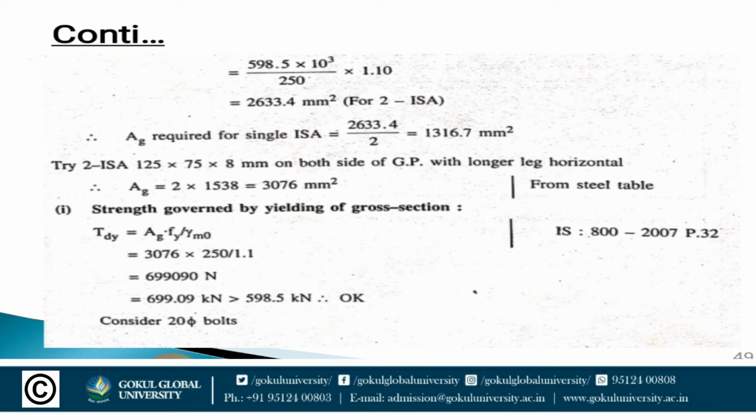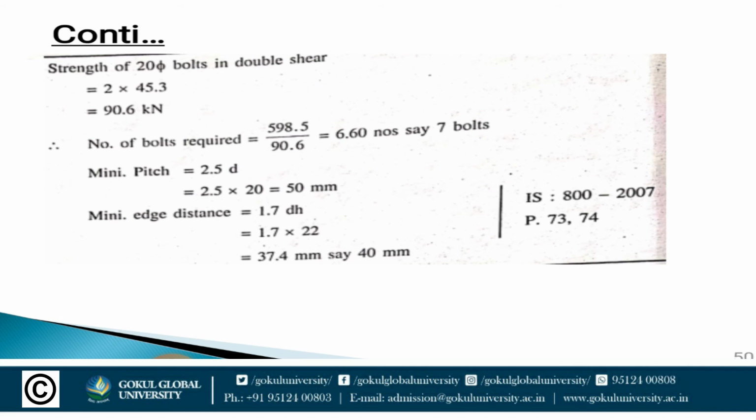Then we provide the bolts. So consider 25 mm bolts. So 25 mm bolts we provided. After that we identify whether the bolts are in single shear or double shear. It is in double shear because the gusset plate is connected with the two angles. So bolts in double shear. After finding the shear capacity of bolt, we got 45.3 kilonewtons. It is our shear capacity. Multiply with 2, it is double shear. So we got the shear capacity of bolt as 90.6 kilonewtons.